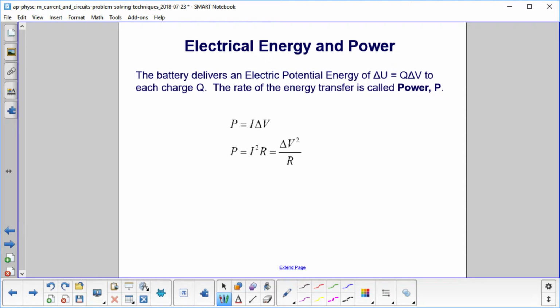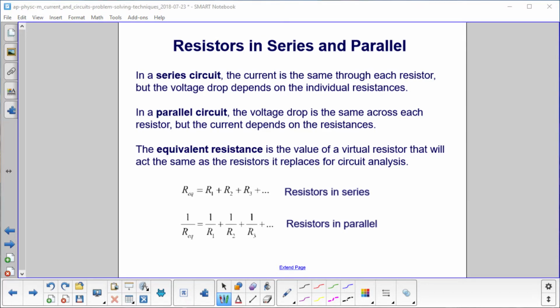The rate of the energy transfer is called power. Power is I delta V, and you can also express it as I squared R, or delta V squared over R. Again, many times people just leave out the delta. Resistors can be placed in series, so that would look like this, where they're in a row here. Excuse me, I can't draw the resistors too well. Or in parallel, where they look like this. That's a little better.